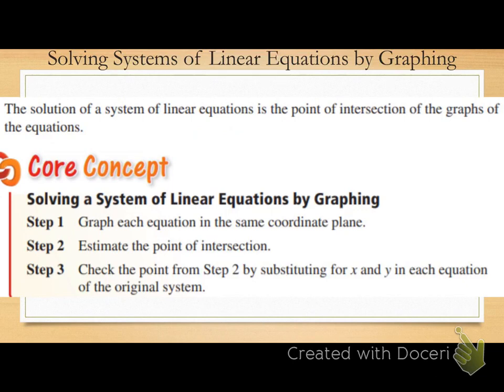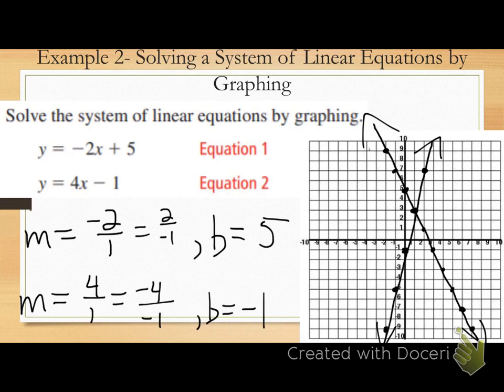Step 1 is done. Step 2, what do I need to do? Estimate the point of intersection. So where does it look like they're intersecting each other at? (1, 3). I didn't draw my lines very straight. If I did, it would be (1, 3). This point right here, the point they both have in common. So I'm saying my solution is (1, 3).